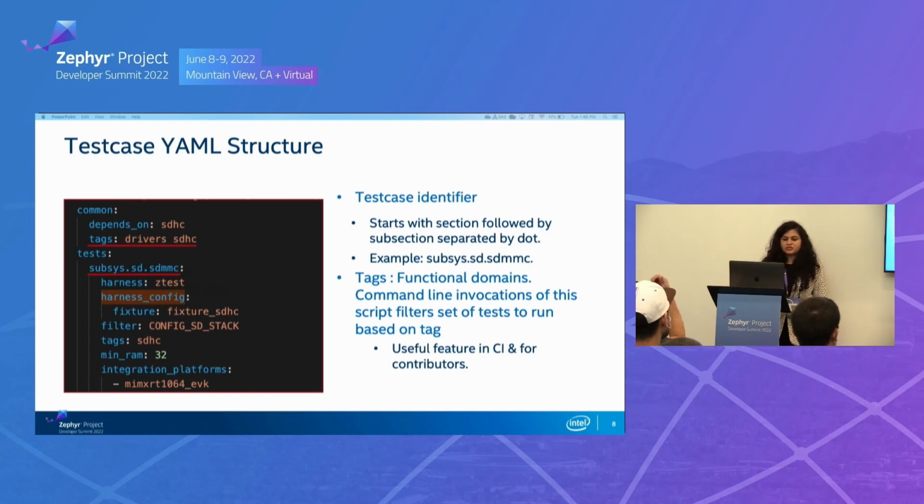And there are also tags, which are very important in this YAML file. These tags are basically the functional domains, and these can be anything like a driver, Bluetooth, a sensor, or any functional area. This is very useful in CI to filter the test cases you want to run based on the tags. It can also be useful to anyone who is trying to run only the test cases for a specific area, like anyone who is using the product Zephyr, for example.